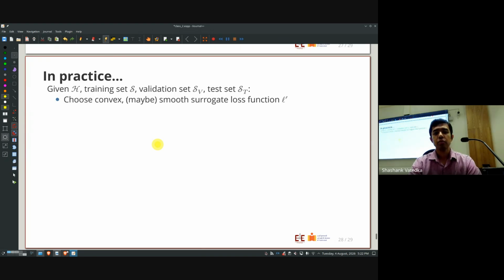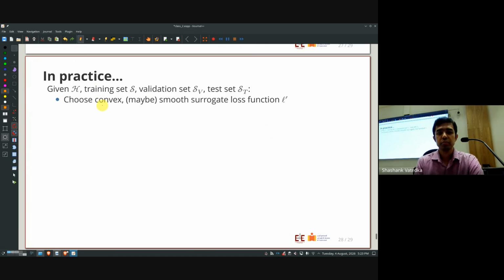All right. So again, taking a step back, if we have to put everything that we've seen so far into a recipe, right? What do you do? You're given a hypothesis class, which could be, say, linear classifiers or polynomial classifiers or neural network classifiers. You're given a training set, and maybe you split it into training and validation. And then you have a final test set over which you want to evaluate, right?